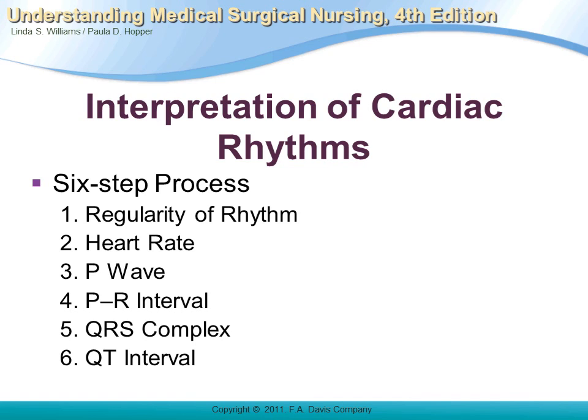Is it tachycardic? We want to look at the P wave next. Does the patient have a P wave? What does it look like? What do all of the P waves look like? We want to look at all of the P waves on the rhythm strip. Are they similar or are they not? Then we want to measure the PR interval. The next thing we want to look at is the QRS complex. Measure that, look at those characteristics, and then look at the QT interval as well.